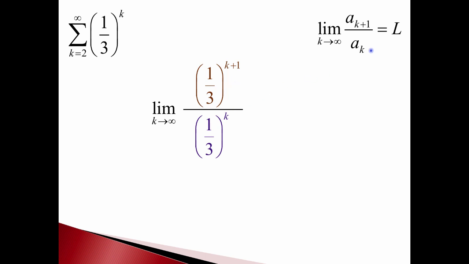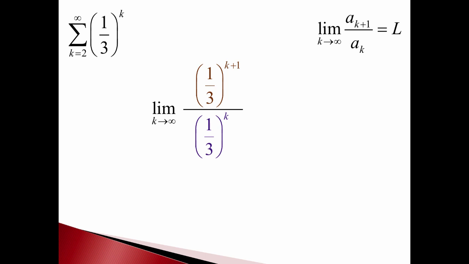Then we divide by, well, a sub k, just the way it looks in the series here. So 1/3 to the k. Now what usually happens with the ratio test is algebra will ride to the rescue here, make things super easy for us, and save the day.